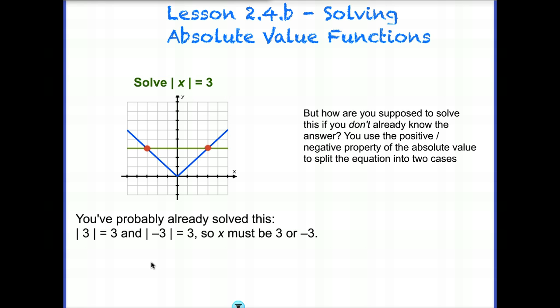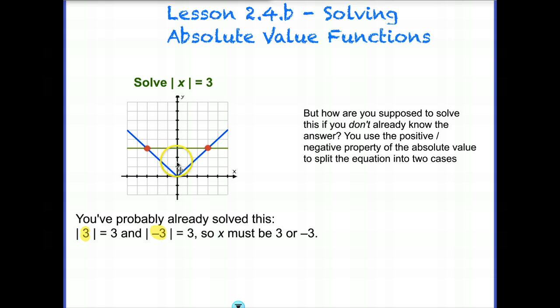So say you were given the problem, solve absolute value of x equals 3. Right now in your head, you probably have already solved this. You can think, well, x could be positive 3 or x could be negative 3. So here's an illustration of what I'm talking about. You could have a positive 3 or you could have a negative 3. And either one of those answers would give you a positive 3, because remember that the absolute value of something ends up being a positive, just like distance. So x must be 3 or negative 3.